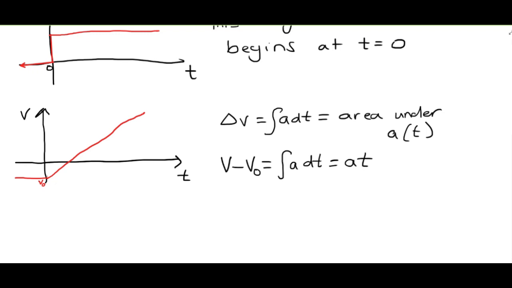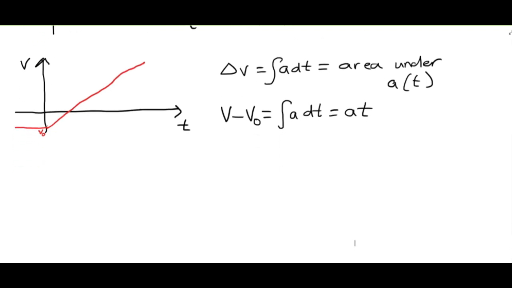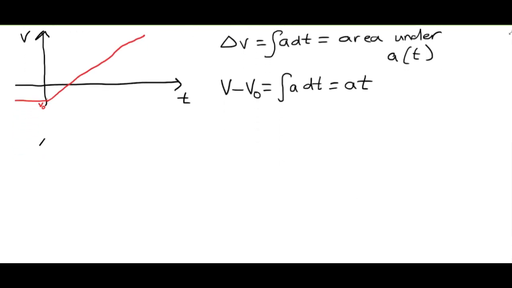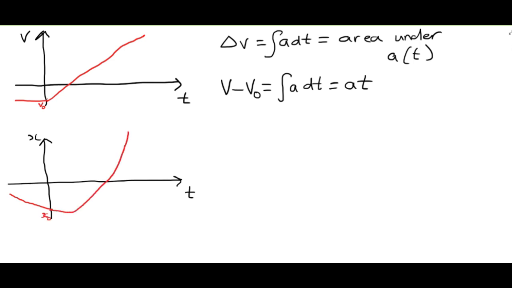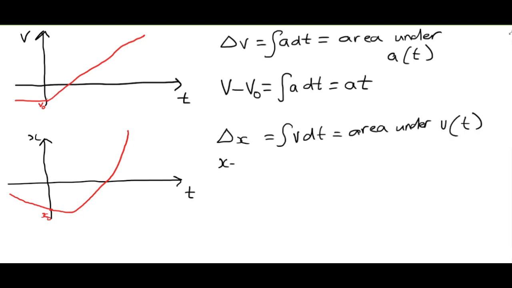Now, if we were to derive the graph for the displacement versus time, this is what it's going to look like. So we have a decreasing displacement, and then once it reaches a positive velocity, we begin to see that rise in displacement. The formula for the change in displacement is equal to the integral of v dt, which is actually just the area under the velocity time graph.